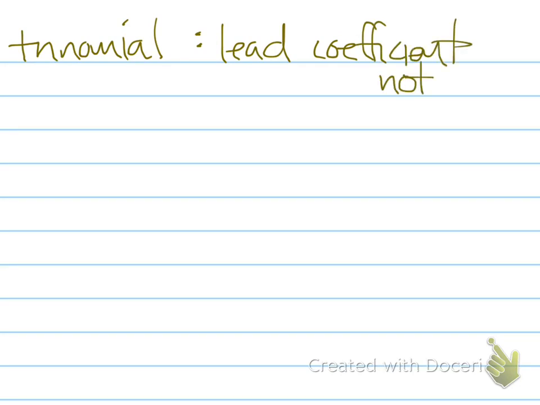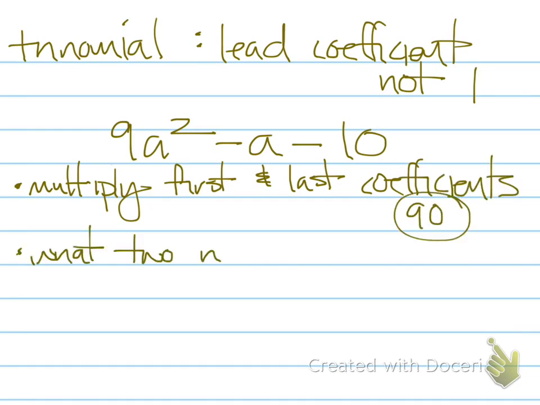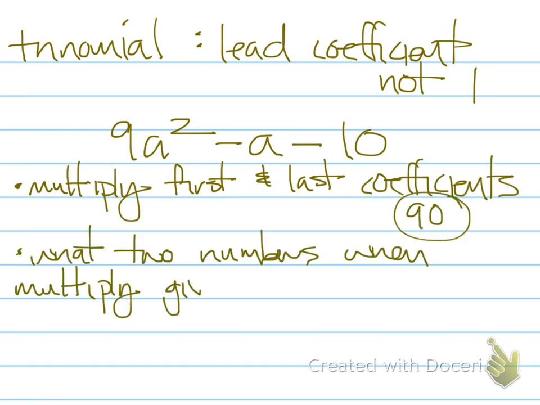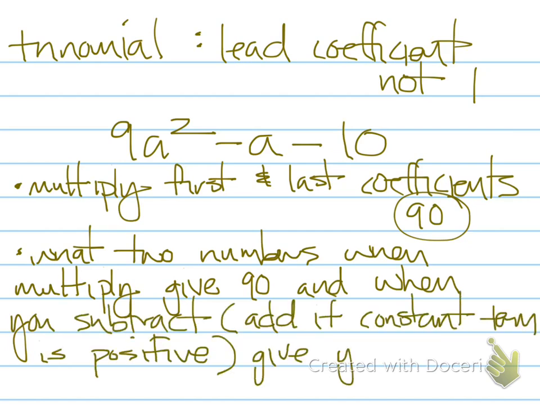Whenever you factor a trinomial that does not have a lead coefficient of 1, you want to factor by grouping. So we have this trinomial. First thing you want to do is multiply the quadratic coefficient by the constant. 9 times 10 is 90. And then you ask yourself, what 2 numbers, when we multiply them, give us 90?